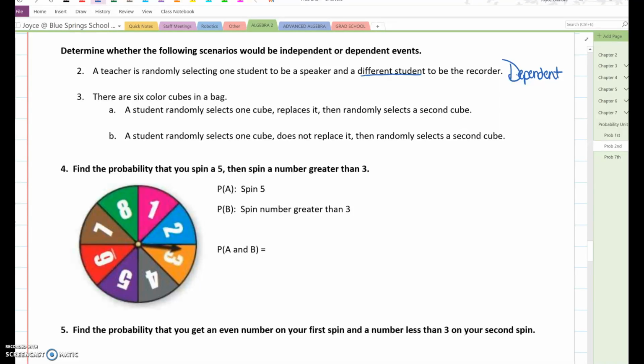They are dependent events. If I have 6 color cubes in a bag, a student randomly selects one cube, replaces it, and then randomly selects a second cube. The first time they select, there's 6 color cubes in the bag. They put it back. The second time they pick, there are still 6 in the bag. Independent.